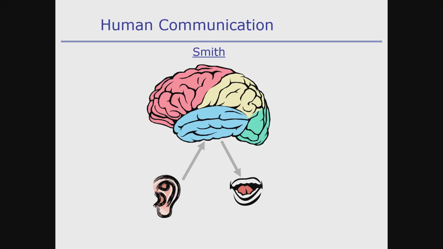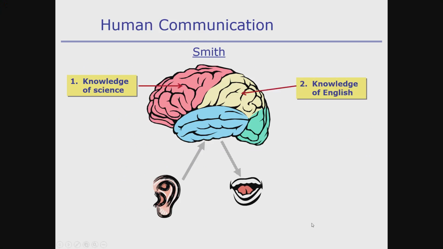Okay, so in that brain, there is one part about knowledge of science. Okay, there is another part, knowledge of English, because remember, they have to understand the language, right? And then there is a third part, which has information about Julie. They want to communicate with Julie, right? You have to have information about the other. In our case, it will be device, right?